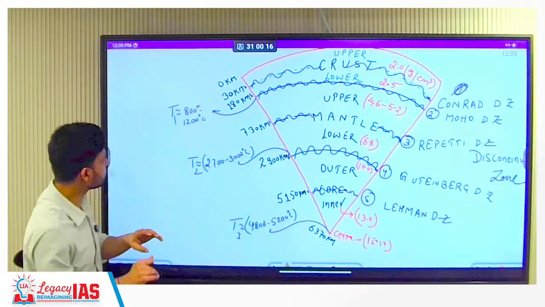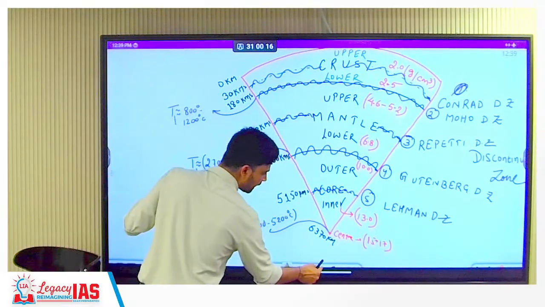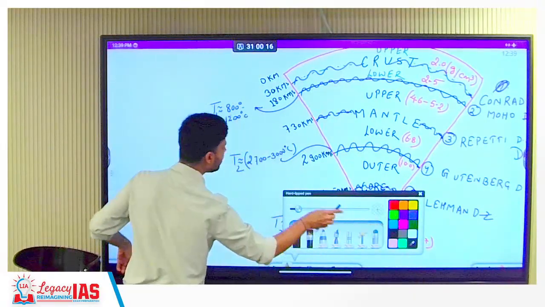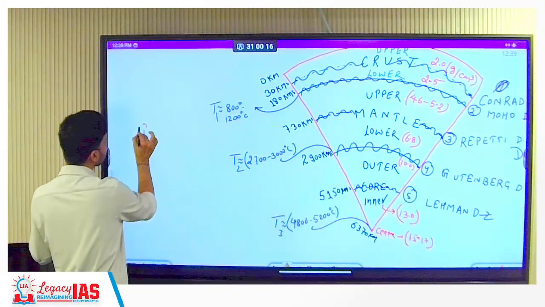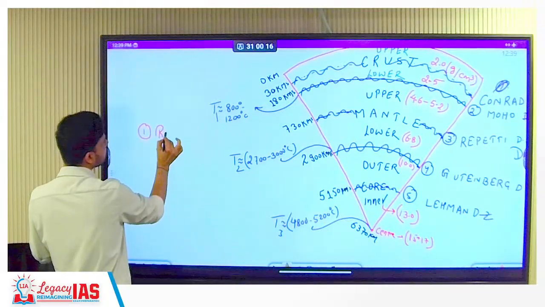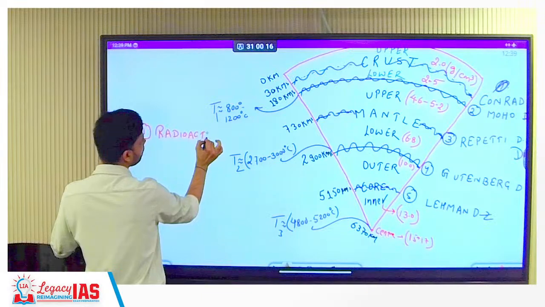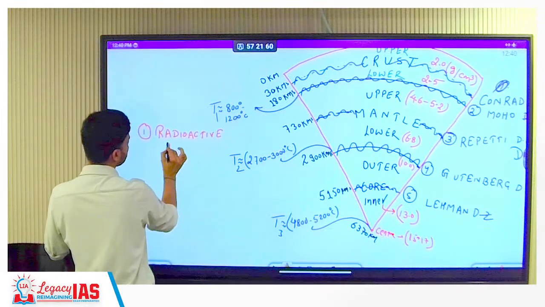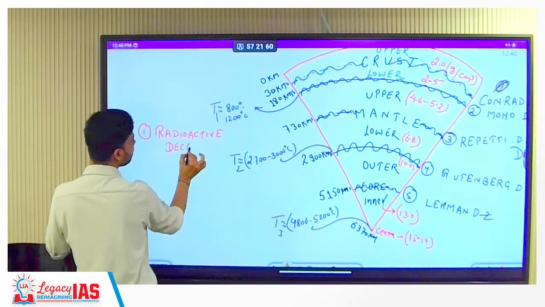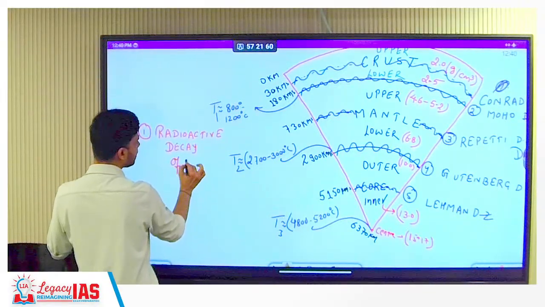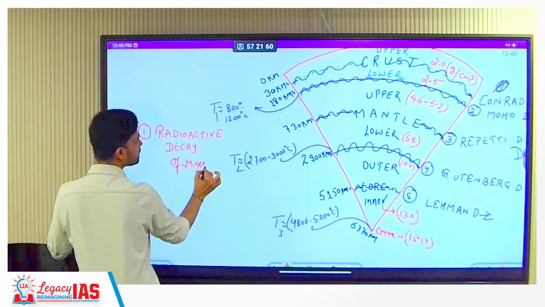So two major sources scientists believe is the reason behind such a high temperature. The major contributor, or the largest contributor of heat inside the Earth, is believed to be the radioactive decay of minerals. Inside Earth you have many radioactive minerals. They undergo natural decay. So radioactive decay of minerals releases humongous amount of energy.